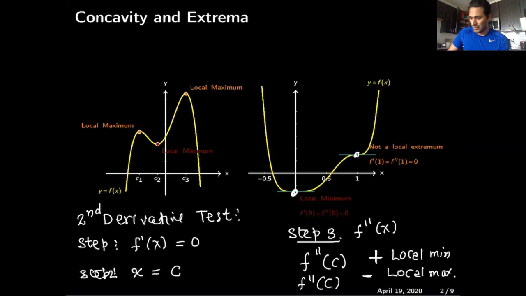So step 1 and step 2 are the same. We find the derivative of the function, and in step number 2 we find the critical value. In step number 3, instead of using the line test, we use the second derivative test to draw the conclusion whether the function has a local maxima or a local minimum. Let's understand this concept with an example.